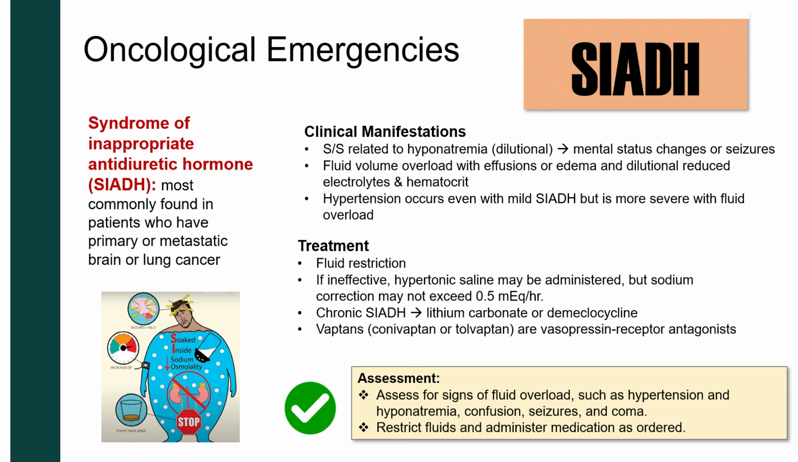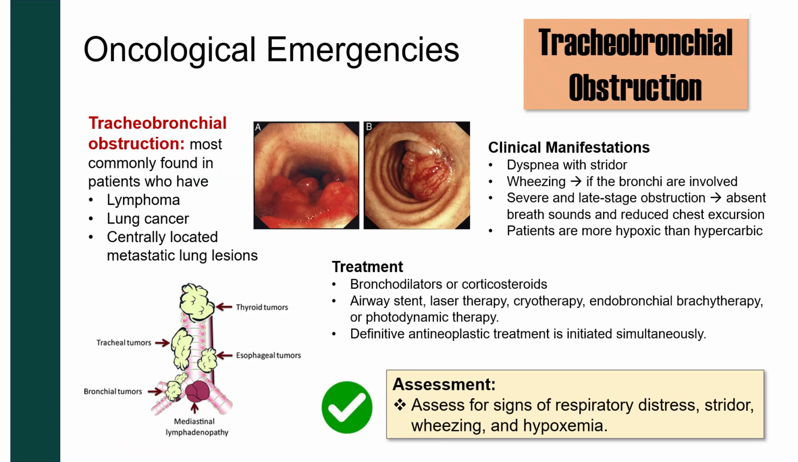We want to restrict fluids and then give whatever medications the provider has ordered. The next oncological emergency is tracheal bronchial obstruction. So this is when there's a tumor pressing down on our airways. This is most commonly found in patients who have lymphoma, lung cancer, and any kind of centrally located metastatic lung lesions.